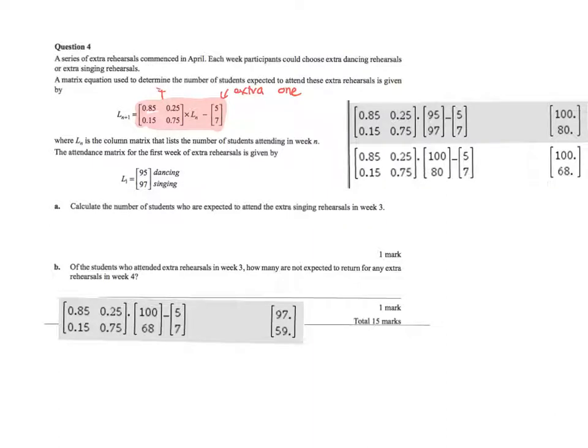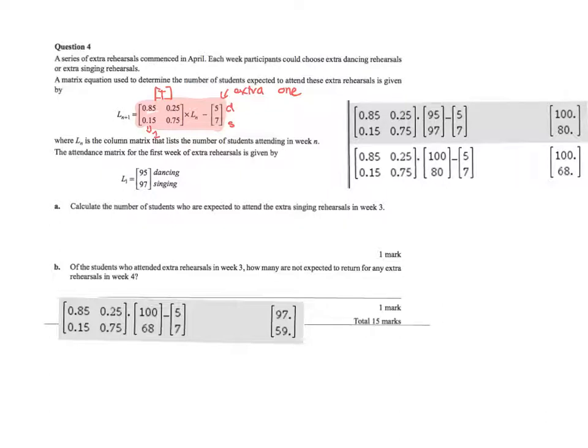Here's your transition matrix, and we will call it a transition matrix because it adds up to 1. So if this is the extra rehearsals, this is dancing and this is singing. What happens, because you're minusing, what do you think's happening? How many people are dropping off the extra rehearsals for dancing? 5, yeah? And how many are dropping off for the singing each week? 7. So that shows what's happening.